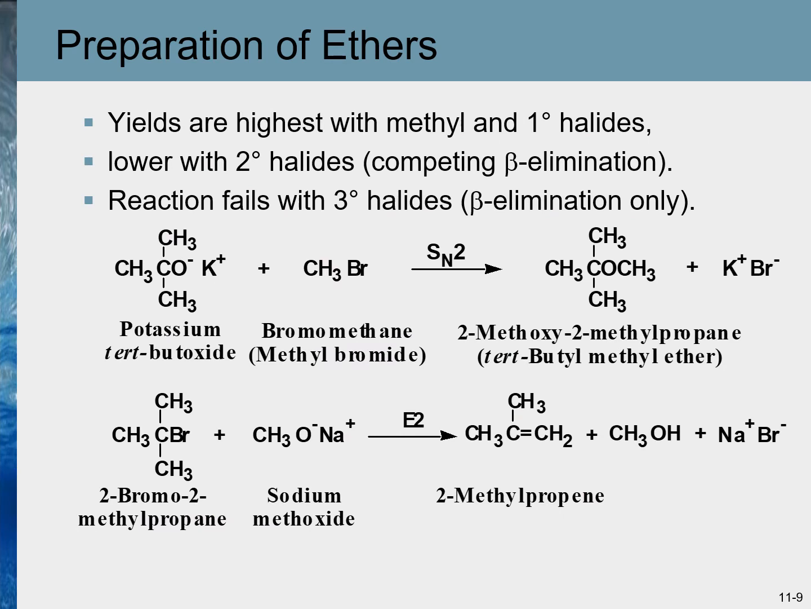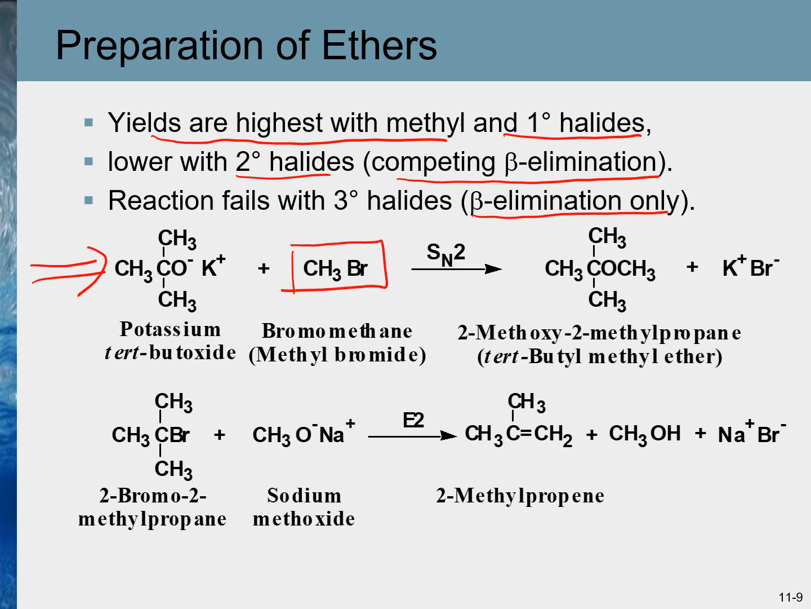So in Williamson's ether synthesis, the yields are highest with methyl and primary halides, and in case of secondary halides, there will be a competing beta elimination reaction which lowers the yield. And tertiary carbocations or tertiary substrates do not undergo Williamson's ether reaction. In tertiary, only beta elimination reactions happen, so therefore we cannot get the ether.